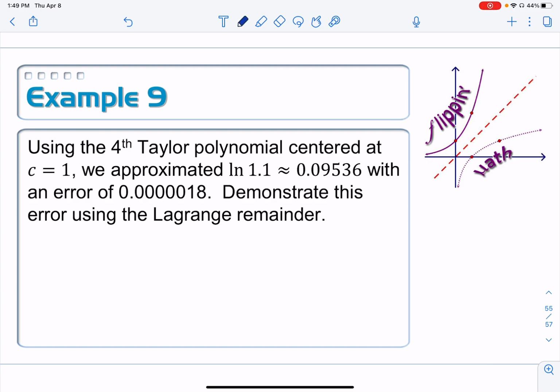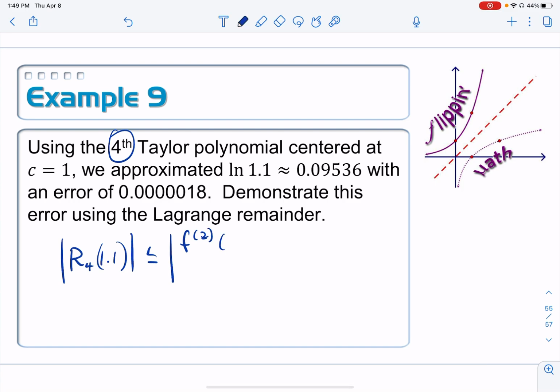So we used a fourth degree Taylor polynomial, right? So we are bounding our error on the fourth degree, and this was centered at 1, but we're finding the error at 1.1, and it should be less than or equal to the maximum value of the n plus 1th derivative. The n plus 1th derivative is going to be the fifth, so it is the fifth derivative at some maximum value, which we're going to call z.